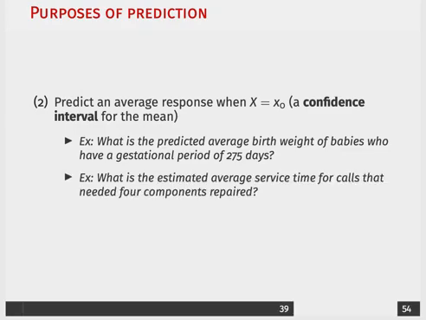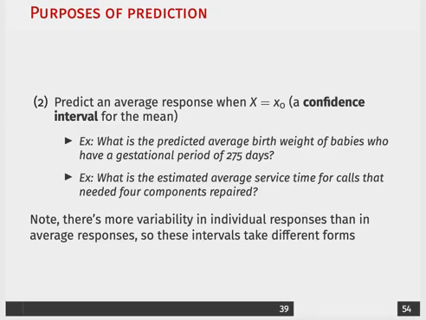The same can be said for the second example. What is the estimated average service time for calls that needed 4 components repaired? So again, these are subtle differences, but we're going to walk through how to construct each. And it's important to note that the questions that we're asking drive the type of interval that we want to use. So always keep that in the back of your head.